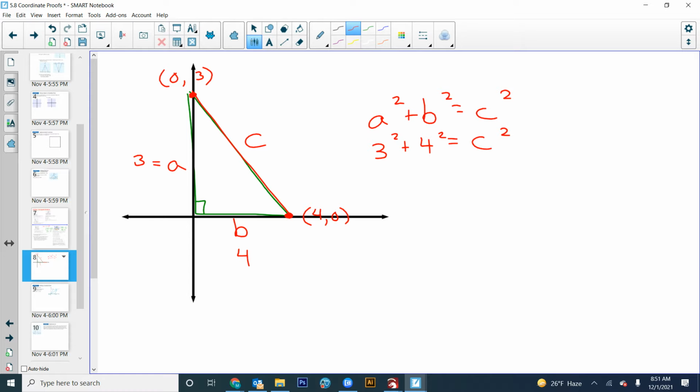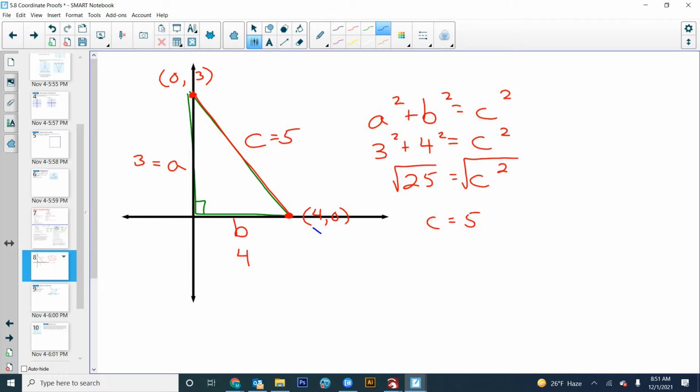Okay, what's 3 squared? What's 4 squared? Add them together. How do I get rid of a square? What gets rid of a square? Square root. Both sides, right? So C is 5. So this hypotenuse is 5 if its legs are 3 and 4. Right? Make sense? Yes. Now look at this.